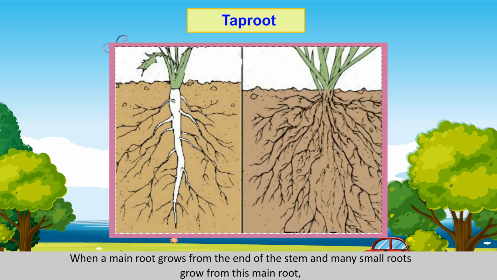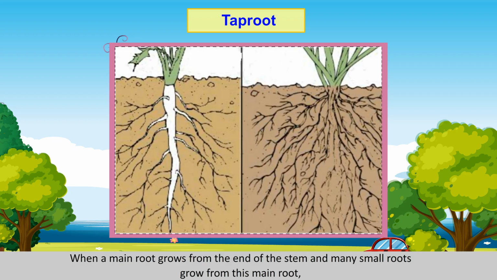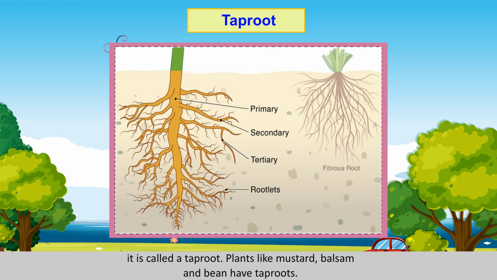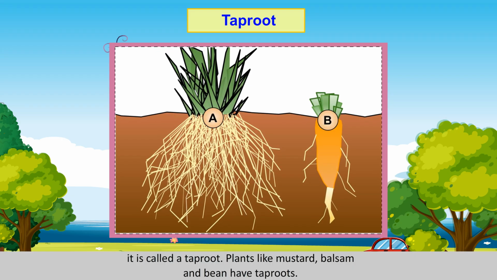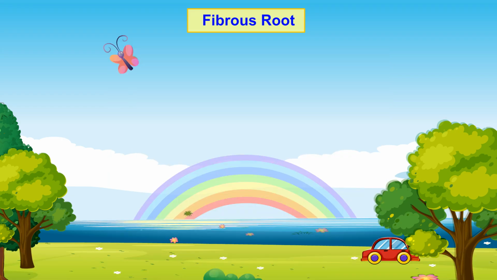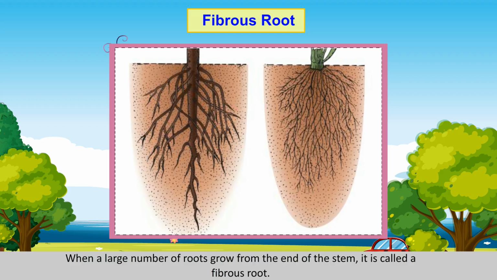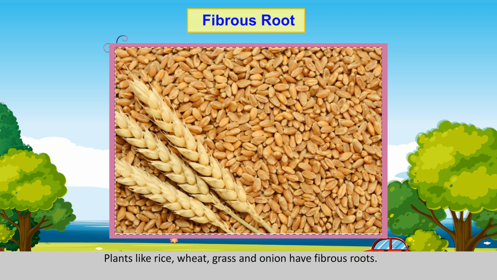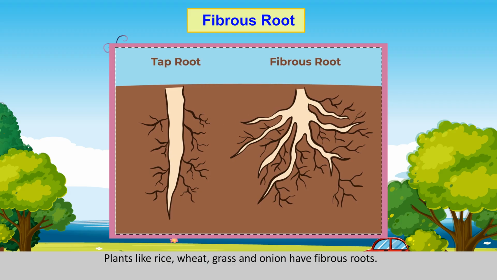Taproot. When a main root grows from the end of the stem and many small roots grow from this main root, it is called a taproot. Plants like mustard, balsam and bean have taproots. Fibrous root. When a large number of roots grow from the end of the stem, it is called a fibrous root. Plants like rice, wheat, grass and onion have fibrous roots.